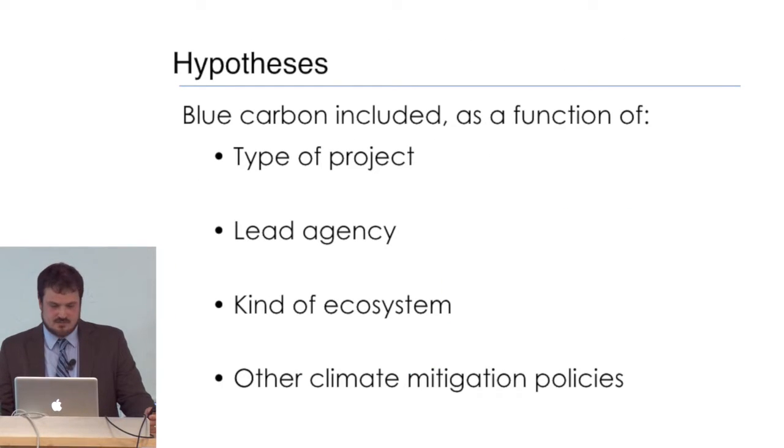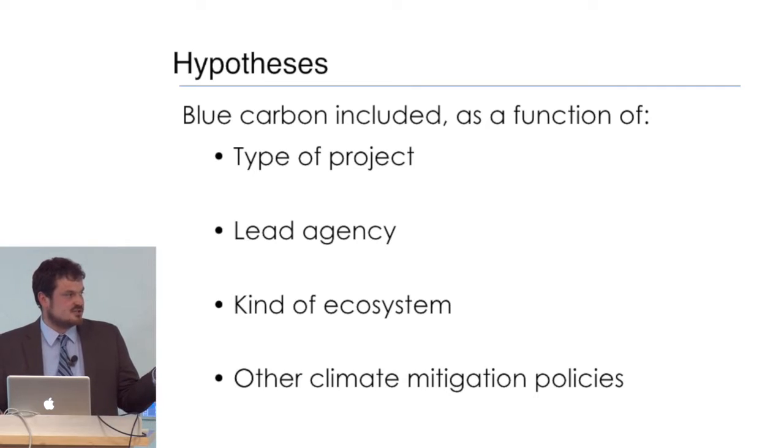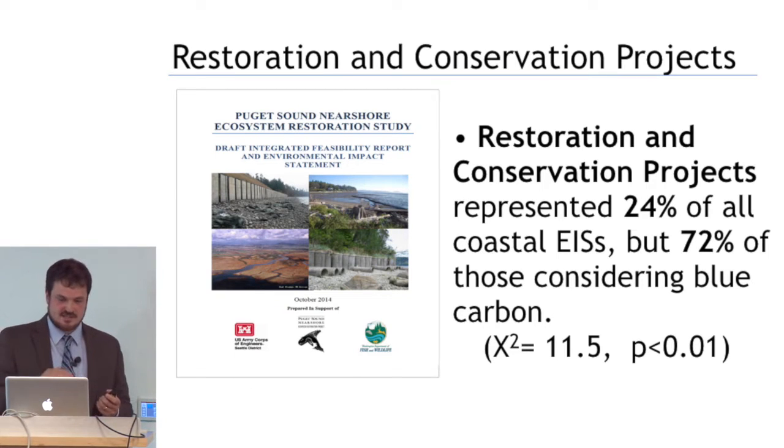So here are the hypotheses I went in with. Blue carbon is included as a function of the type of project involved, the lead agency that's in charge, the kind of ecosystem that it is, whether it's a salt marsh, mangrove, or seagrass meadow, and potentially related to other climate mitigation policies that exist in those jurisdictions. In other words, perhaps there's more consideration of blue carbon in states which already have their own climate mitigation policies and requirements. I'll walk through the results of each of these 4 hypotheses next.